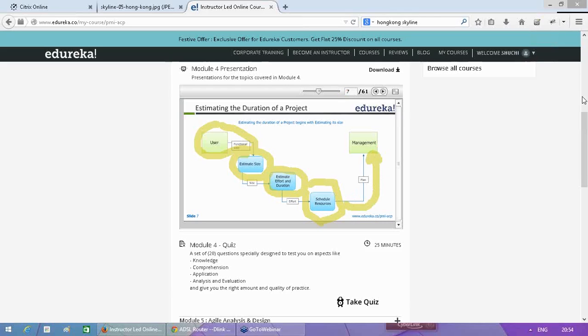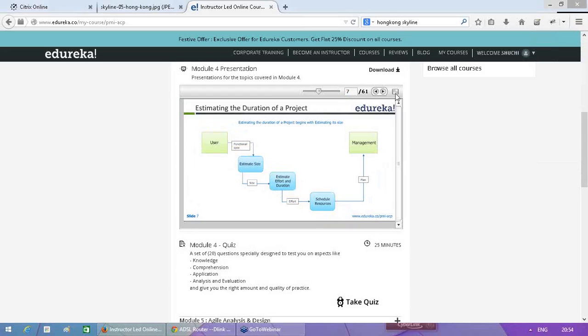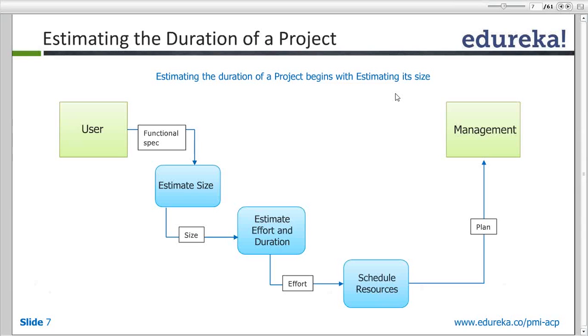So this is a typical flow of any estimation process. Agree? Any questions around this flow? Anything different you guys do?